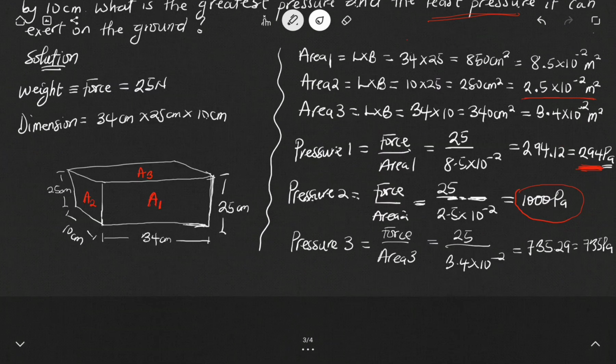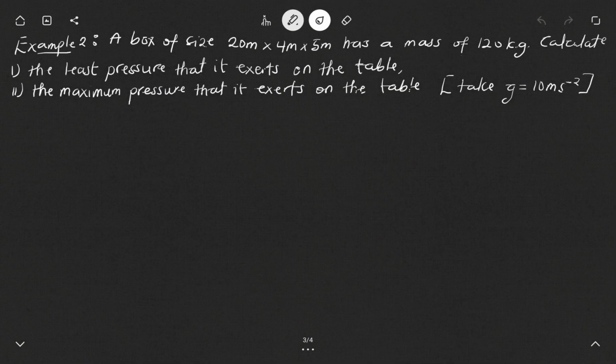All right, so let's have a look at another example to further appreciate what we are doing over here. We have a box of size 20 meters by 4 meters by 5 meters and has a mass of 120 kilogram. We are to calculate (I) the least pressure that it exerts on the table, and (II) the maximum pressure that it exerts on the table. So let's proceed with our solution.